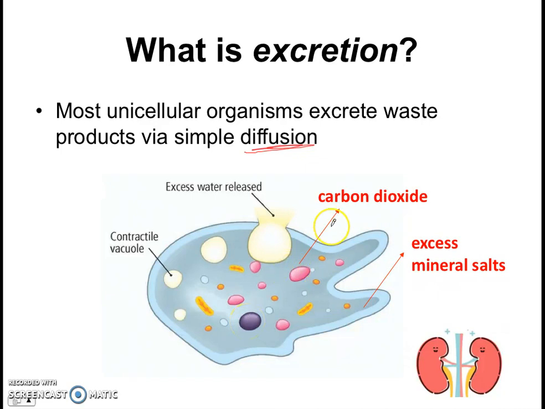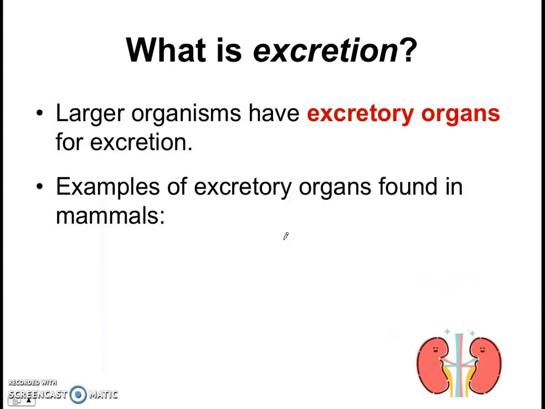Now, in most unicellular organisms, excretion occurs very simply. It occurs by diffusion. So for example, in this amoeba, let's say it's doing aerobic respiration and it produces carbon dioxide. Well, that carbon dioxide can be removed from the cell by diffusion, right? Carbon dioxide just diffuses out of the cell. Similarly, if there are excess mineral salts, they can just diffuse out of the cell. Of course, there are these special structures called contractile vacuoles, we'll talk about them later, which also help to release excess water from the cell.